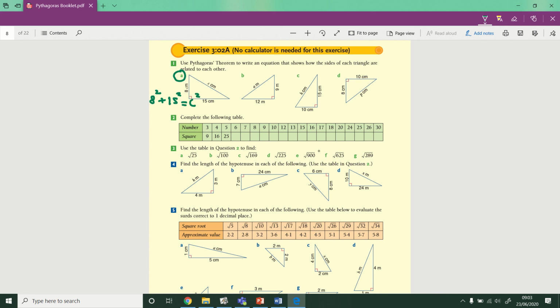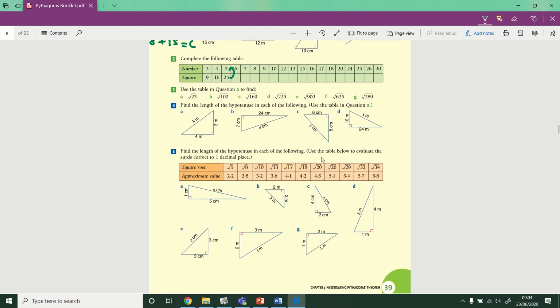Then for 2, you complete the table, you square the numbers on the top, so 3 squared, 9, 4 squared, 16, 5 squared, 25, and carry on. Then using the table, you can then go backwards. So the square root of 25, if you unsquare it back to what it started with, that'll be 5, okay? So then square root of 100, what squared on here to make 100, and so on.